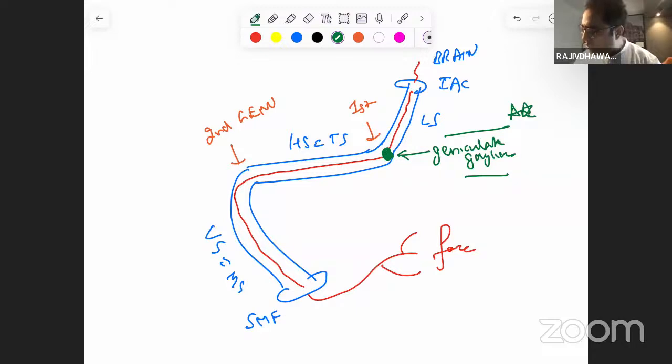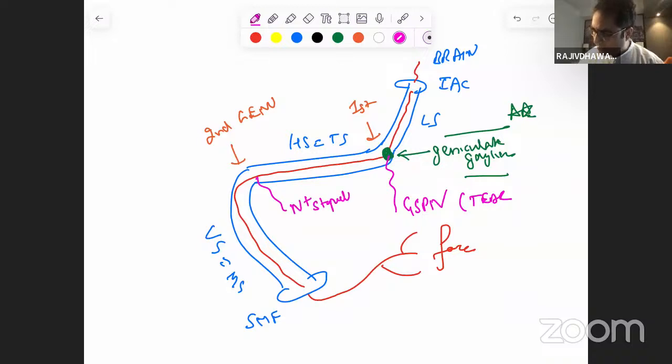Now, from the first genu, we have one nerve called the greater superficial petrosal nerve for the tear gland, the lacrimal gland. From the second genu, we have the nerve to stapedius for the stapedial reflex, beta. And from the third one, chorda tympani for taste, beta, taste.